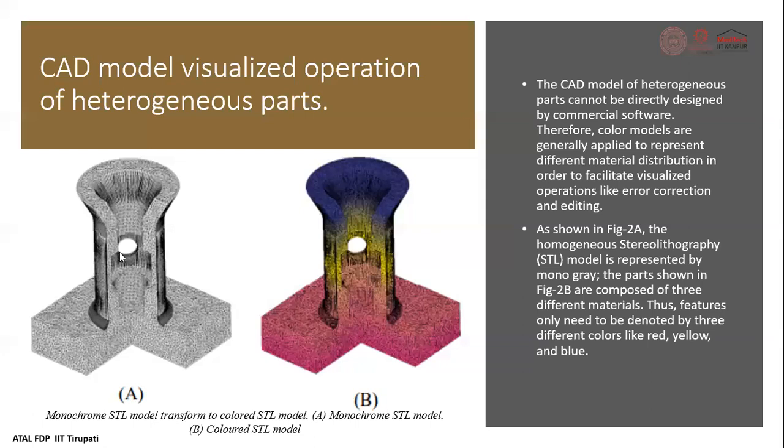From the CAD model visualization operation, a heterogeneous part can be made. For example, you see here a monochromatic part printing, the STL file in A, which is monochromatic, but when we convert it into B, you see the color STL file. The color STL file gives you better visualization and a better understanding. The CAD model of a heterogeneous part cannot be directly designed by commercial software. Therefore, color models are generally applied to represent different material distribution and to facilitate visualization operation.